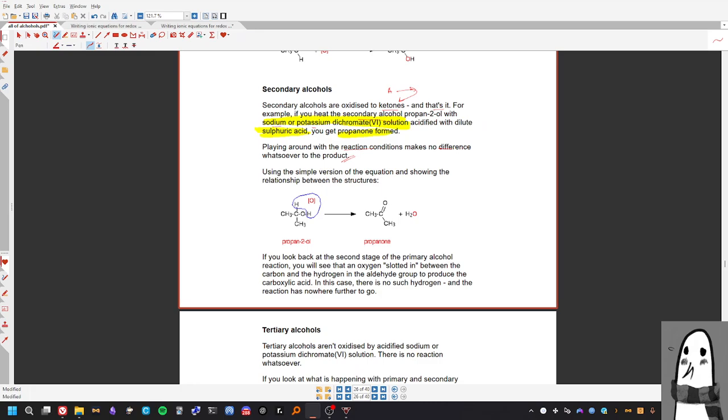Using the simple version of this equation, you can show the relationship. It's the same exact thing to form water, okay? And you're getting the ketone at the end because you have a CH2 bonded to two C's, which is bonded to the double bond O.